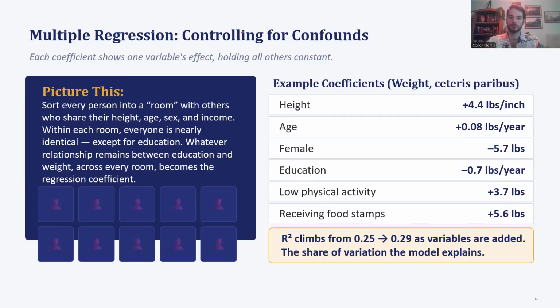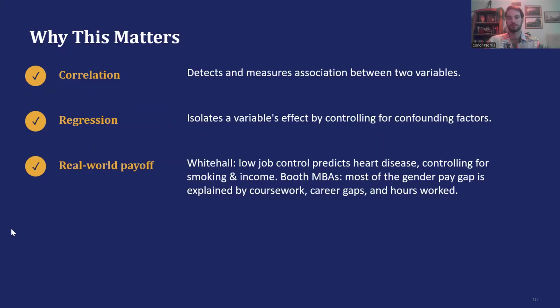As we add more explanatory variables, R squared, the share of the total variation explained by the model, climbs. In this case, it goes from 0.25 to 0.29. That still leaves plenty of unexplained variation, which is completely normal in social science data. But as we add more variables, what we tend to see is the R squared increases because we're able to account for more of the differences between the observations.